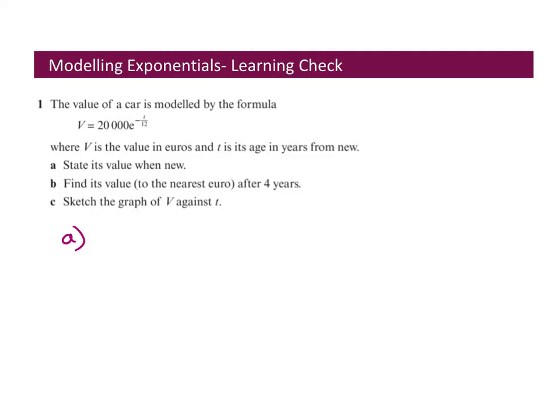Okay, so A. State its value when it's new. So that wants to know our initial value. When it's new, our initial value means when t equals 0. So this is normally the coefficient, especially if it's a number multiplied by e to the power of t. If it was t plus 1, it'd be slightly different. But when our e changes to e to the power of 0, our value when it's new, and it's a car, is going to be 20,000.